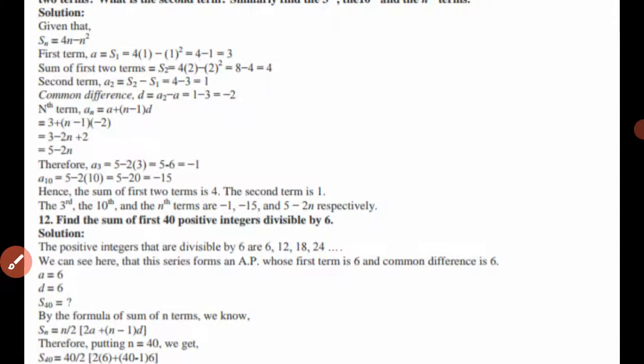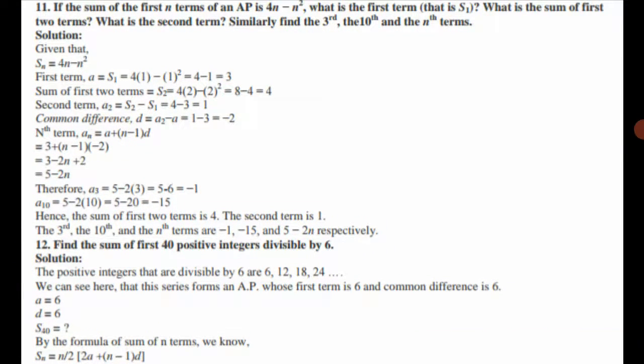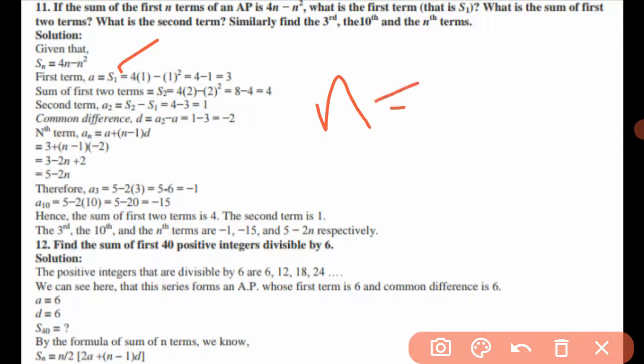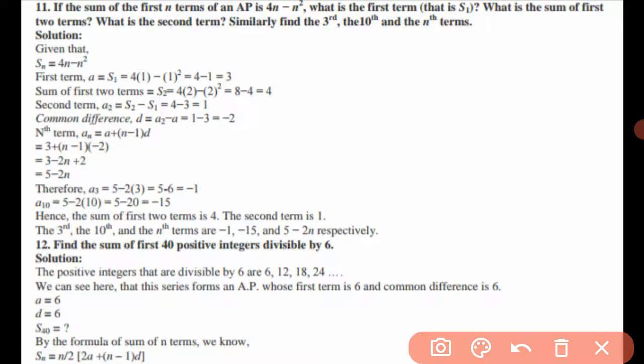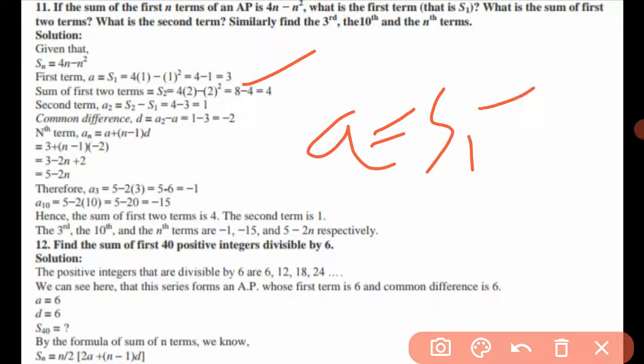Now here in the solution we are given that Sn equals 4n minus n square. So with this, when we put n equals 1, we will find the value of a1 and S1, as we know that a1 equals S1. So a1 and S1 are equal. Now a equals S1, that is 4 into 1 minus 1 square, which equals 3. So the value of a equals S1, that is equal to 3.